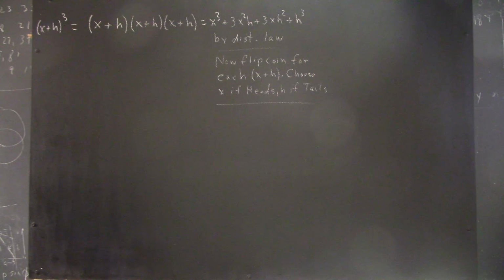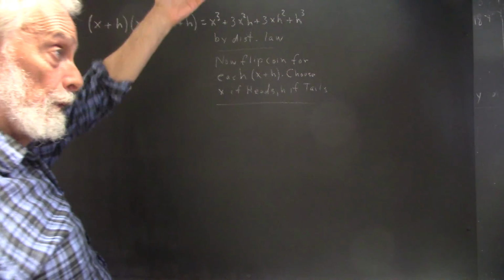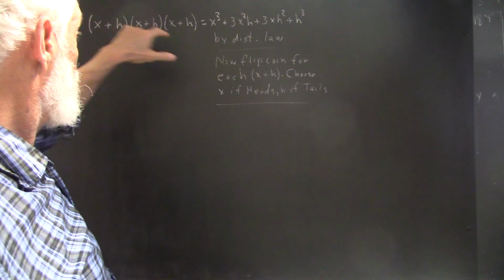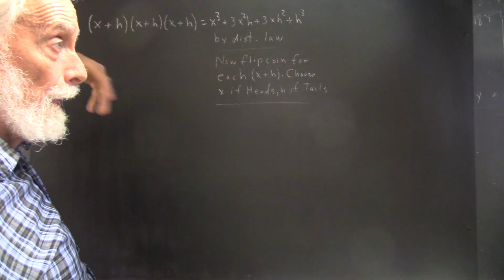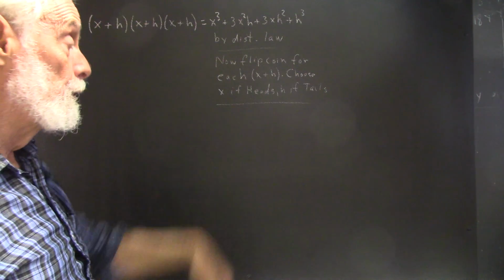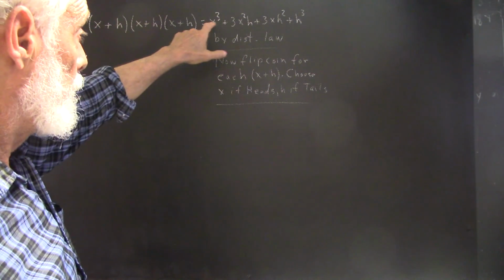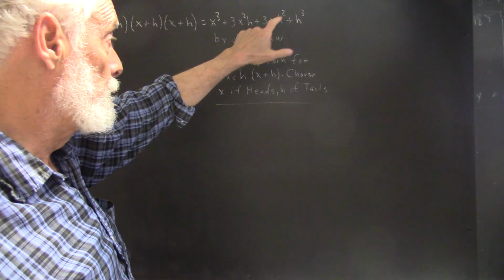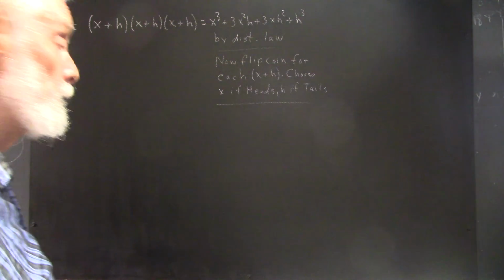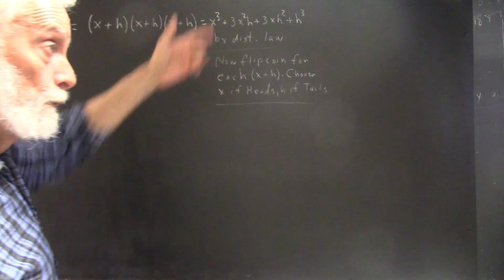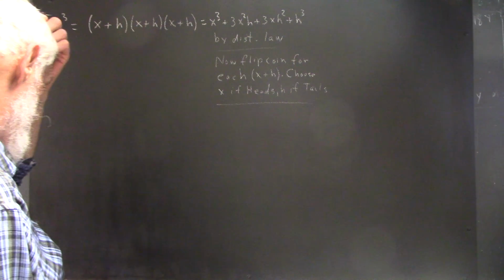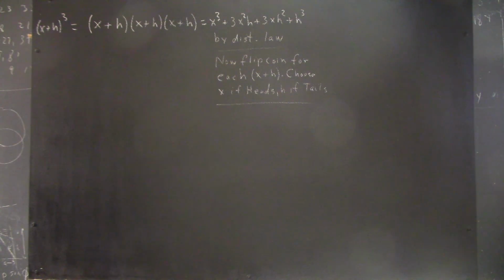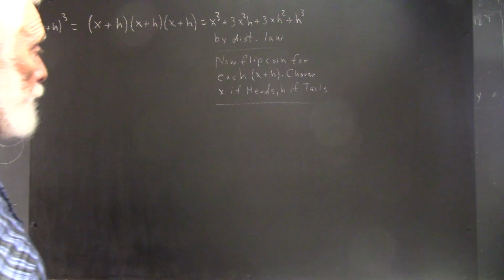Now, we know by the distributive law, and everybody can do this, that if you multiply two of these x plus h's and then multiply that by x plus h using the distributive law at every step, you get x cubed plus 3x squared h plus 3xh squared plus h cubed. We're confident of that. Now I'm going to show you how you do it using heads and tails. Now this is not a random process, but let's see how this works.